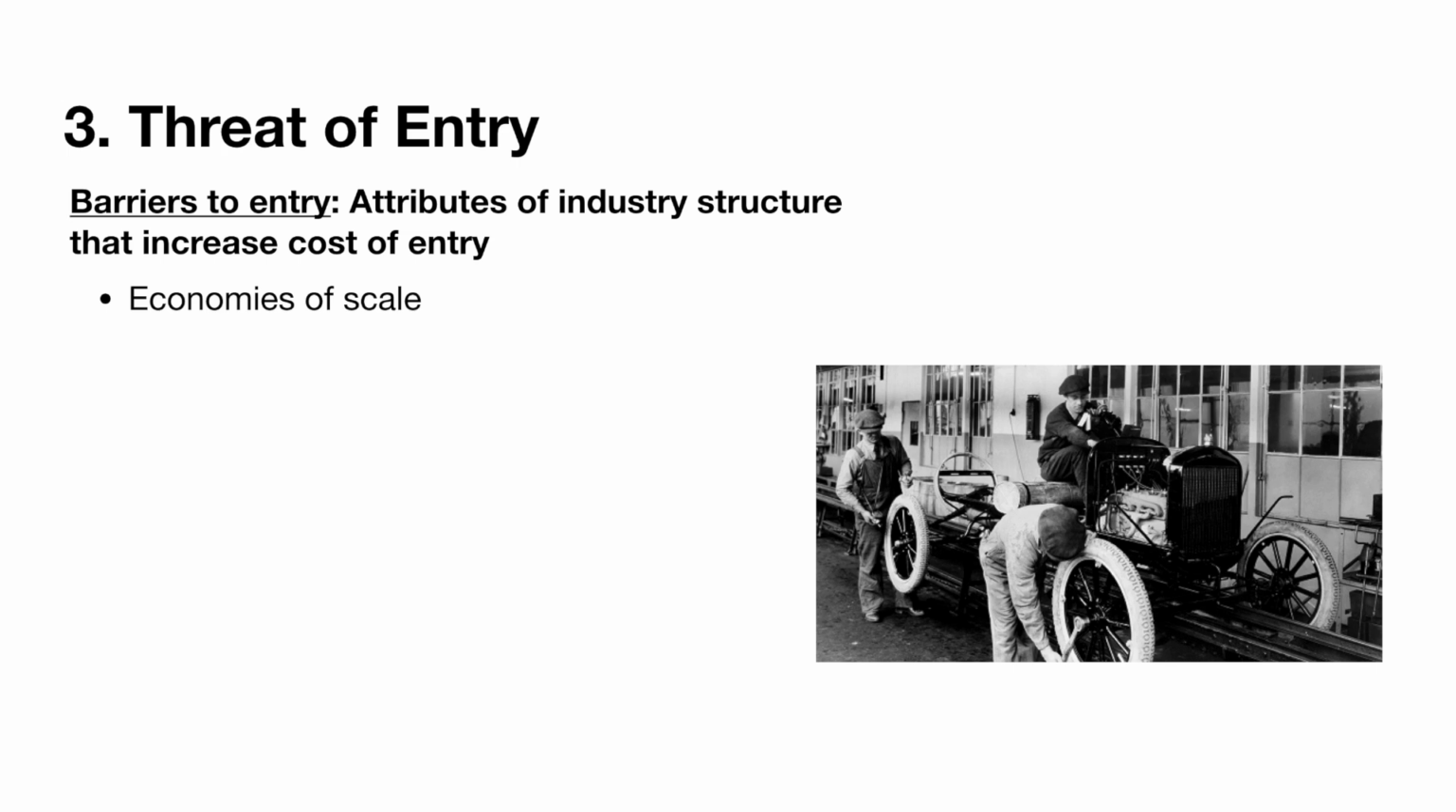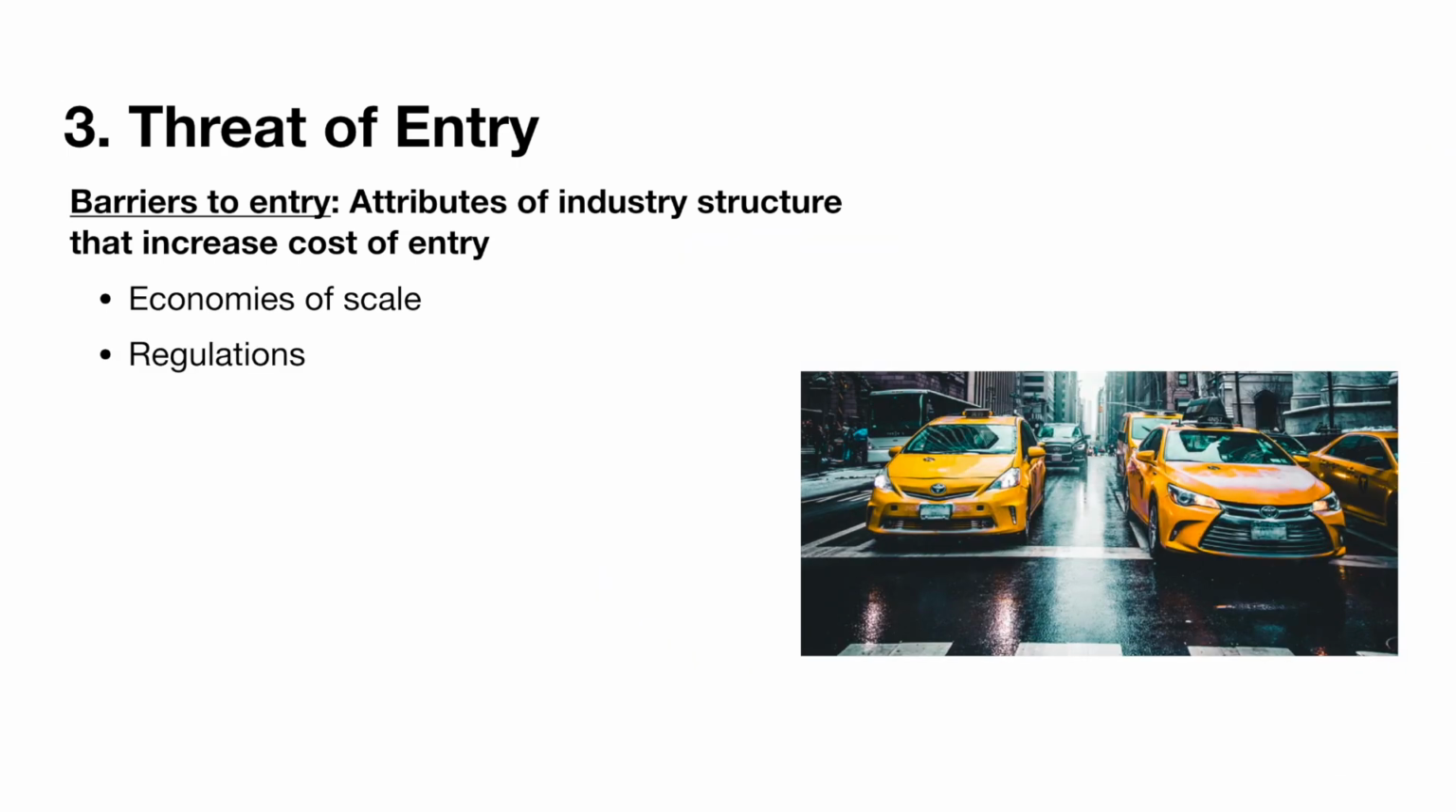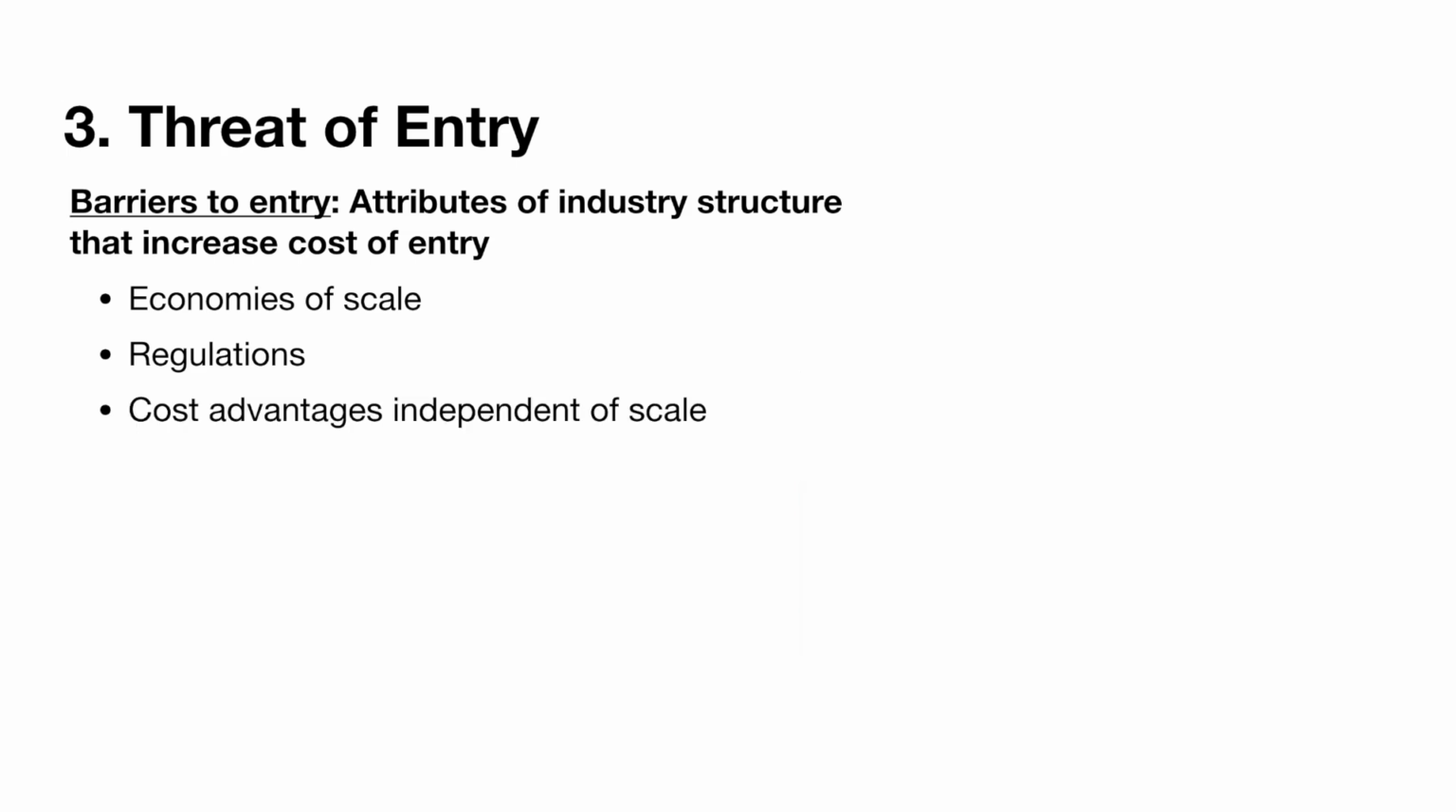Next is regulations. Newsflash, people. Companies can be evil and lobby for regulations that increase or even prohibit entry by new competitors. Many municipal taxi organizations operated under this principle. Finally, there are cost advantages independent of scale. These include proprietary technology and brand name factors.